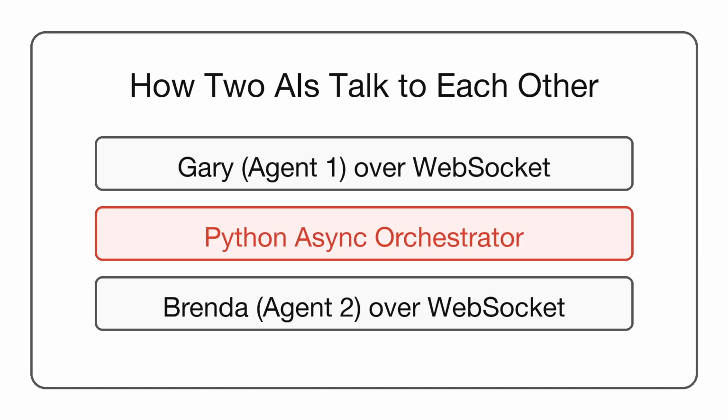To make two instances talk to each other without scripts, we use a Python async orchestrator. The orchestrator opens two separate WebSocket connections to the Live API and aggressively pipes raw, uncompressed PCM audio from one agent's speaker output directly into the other agent's microphone input.